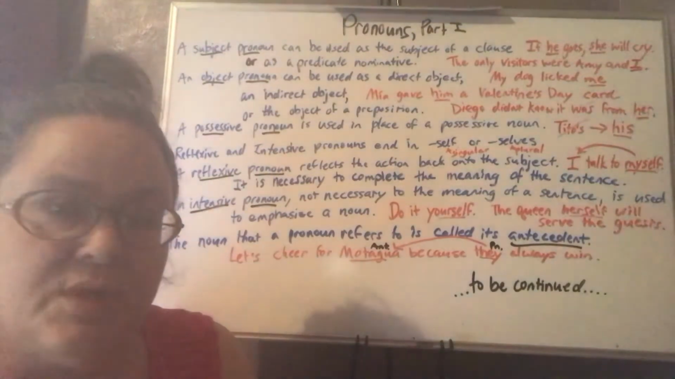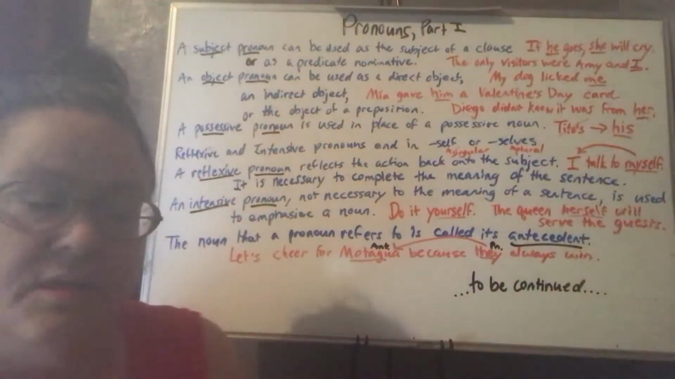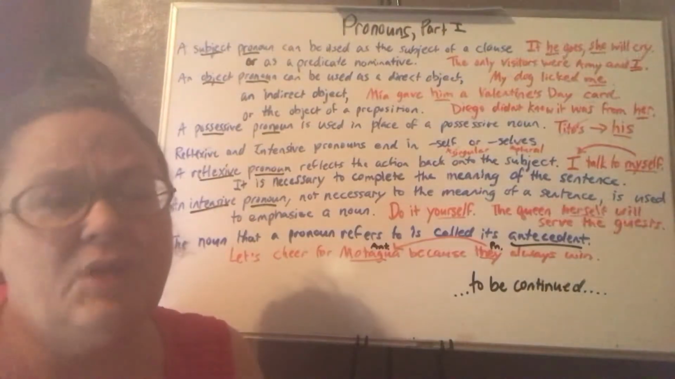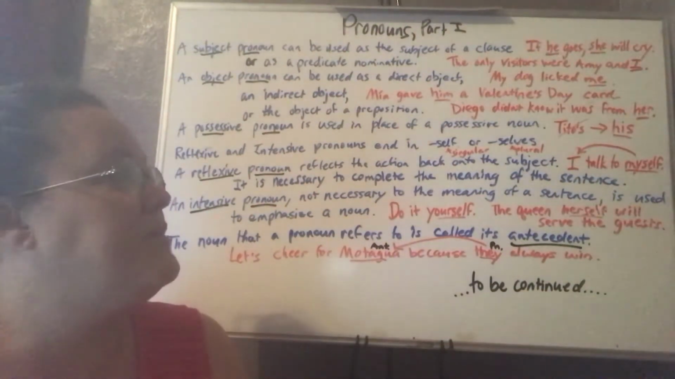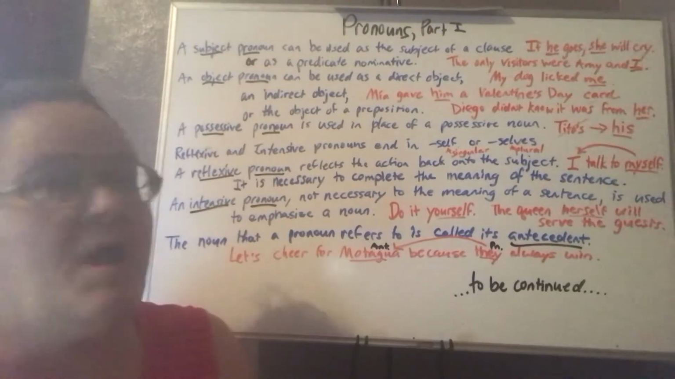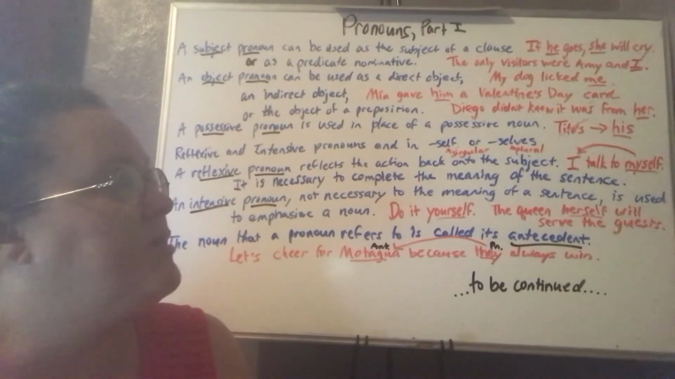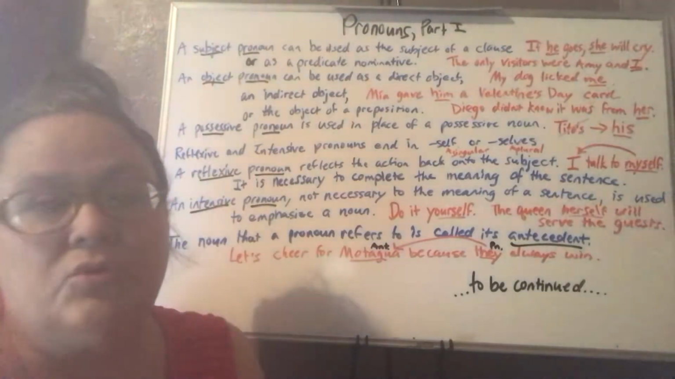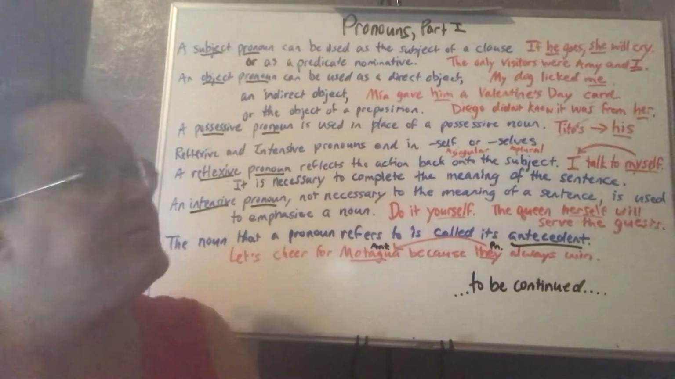A subject pronoun can be the subject of a clause, a subject of a sentence, or a subject of a dependent clause, which we've talked about a little bit and we'll talk about more. In the example over to your right, it says, if he goes, she will cry. He is the subject of the verb goes, and she is the subject of the sentence, the subject of the verb will cry. So both of them are subject pronouns.